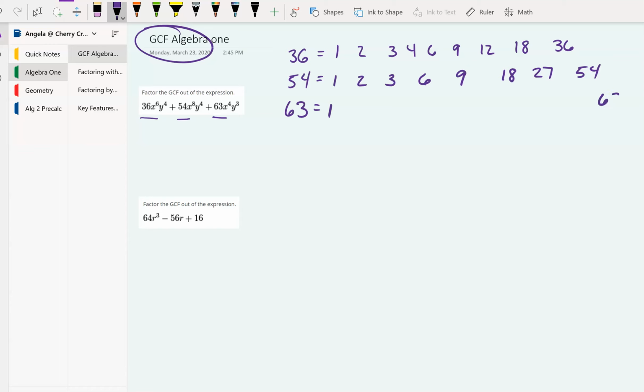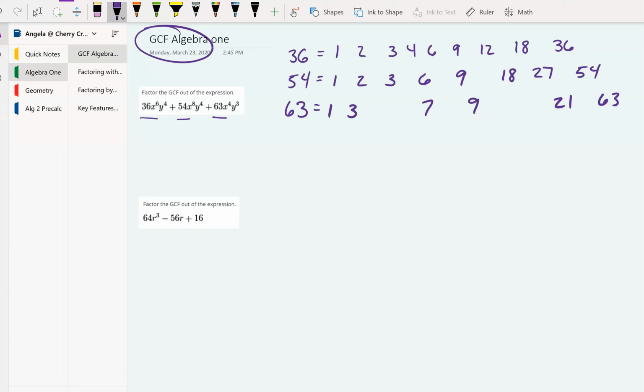We have, of course, 1 and 63. 1 times 63. 63 is not even, so 2 is not going to work. 3 will work. 3 times 21. 4, I don't think so. 5, 6, 7. Is 7 times 9 the very next one? I think it might be.